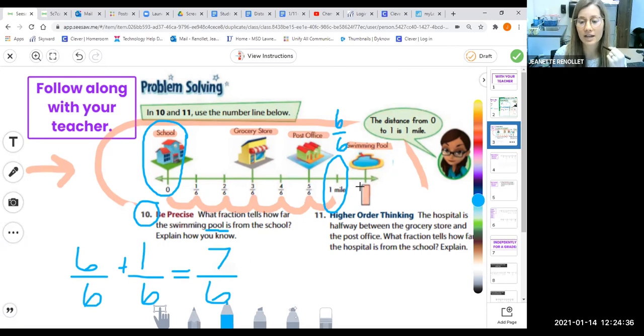So I can fill it in on the number line, 7/6. Awesome job. Go ahead and mark up your number line. Fill in that the swimming pool is at 7/6.